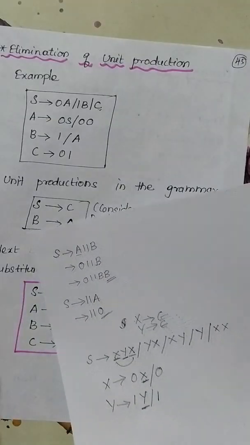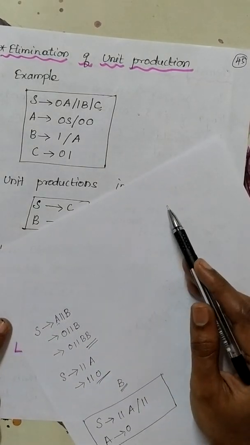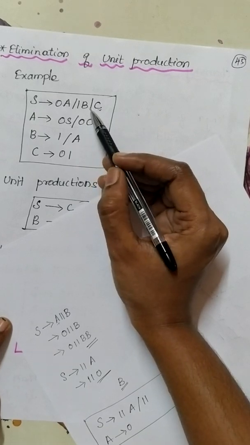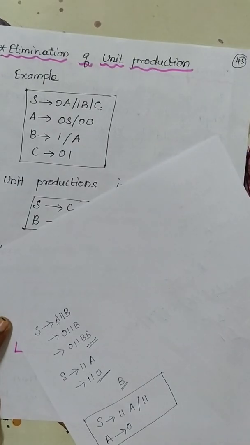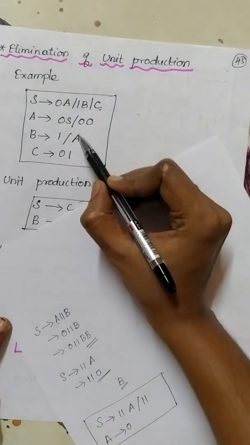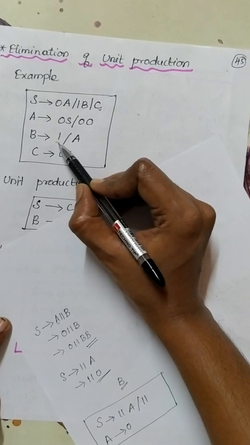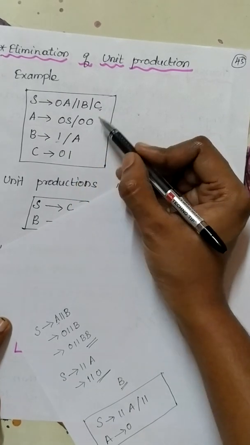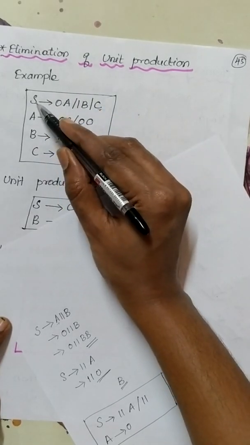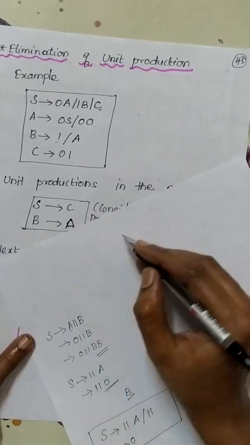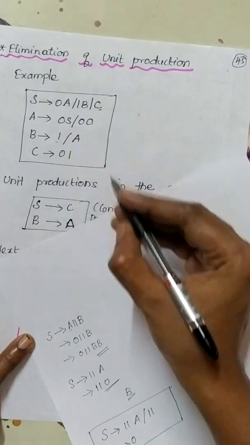Okay. So first we have to identify the unit productions. Which are the unit productions? That means which are the unit variables that are present in the right hand side. That is the only thing we have to consider. Here we have only one terminal, but we have to consider only the variables that are single. So we will write separately the unit productions. In this grammar we have S tends to C. C is a variable.